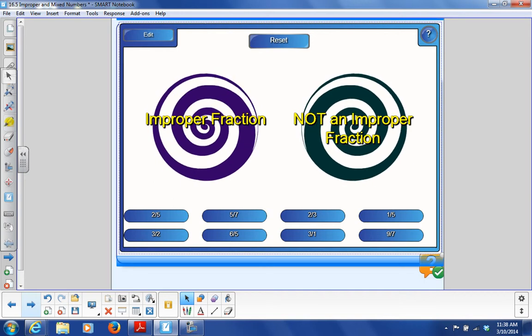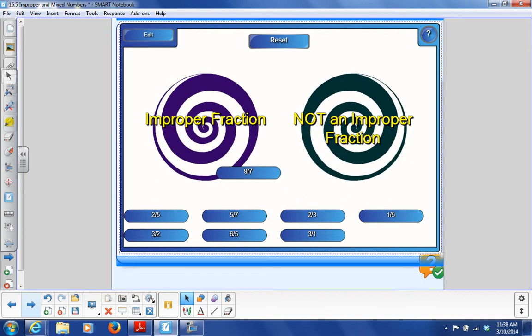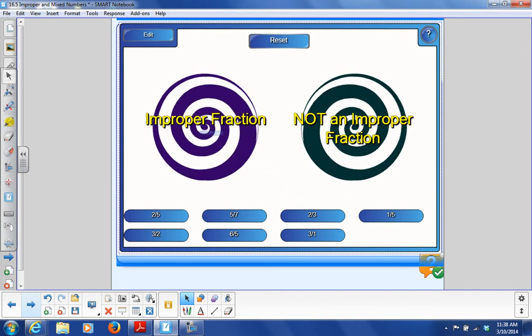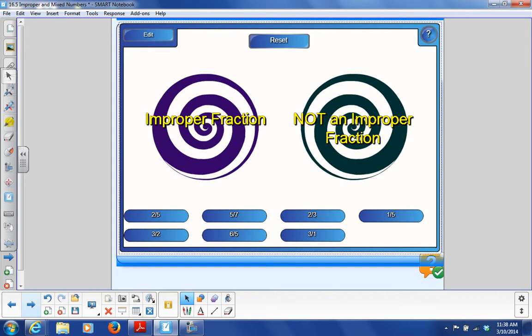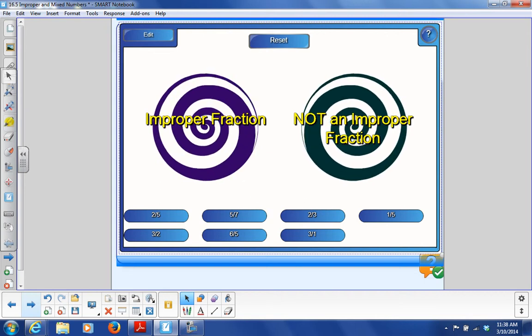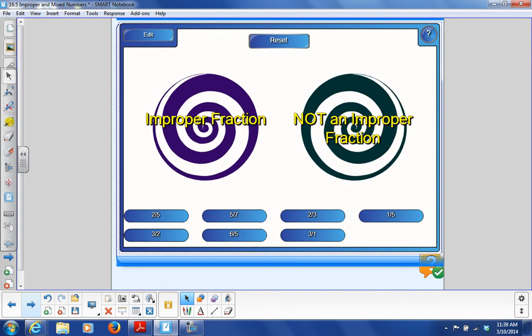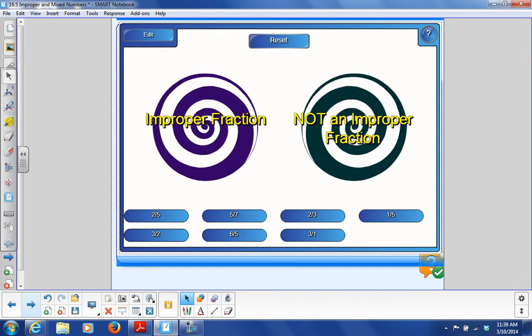Which one are you choosing? 9/7? Okay, 9/7. Where does that go? Why? Why isn't it an improper fraction? Because the denominator is 7 and the numerator is 9 and it's higher. Okay, so the top number or the numerator is higher than the bottom number. Good. Drew?